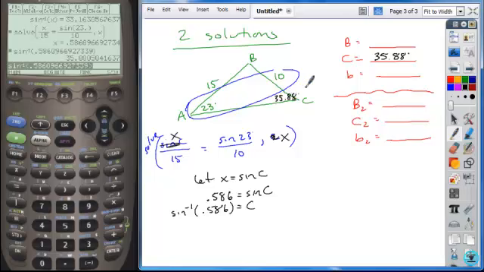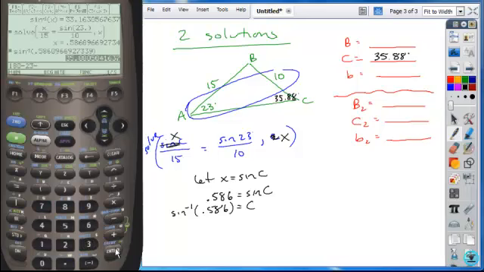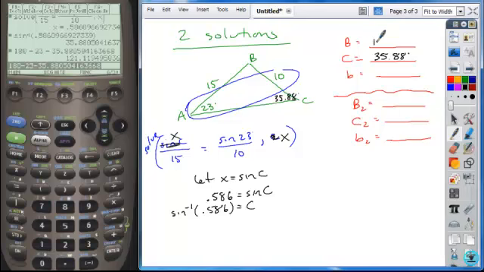So now what can I do to find angle B? I have two of my three angles, so all I need to do is subtract those two from 180. So if I take 180 and I subtract 23 and then I subtract the angle I just found, I get my measure to be 121.12 approximately.